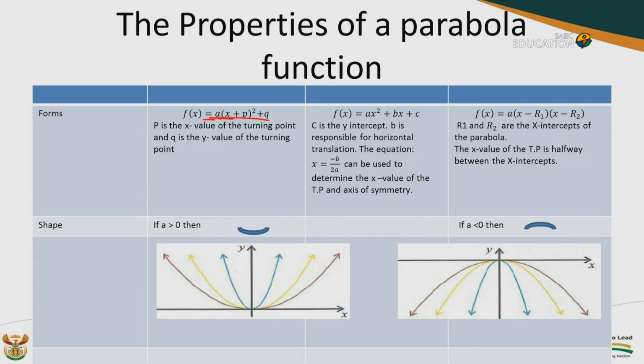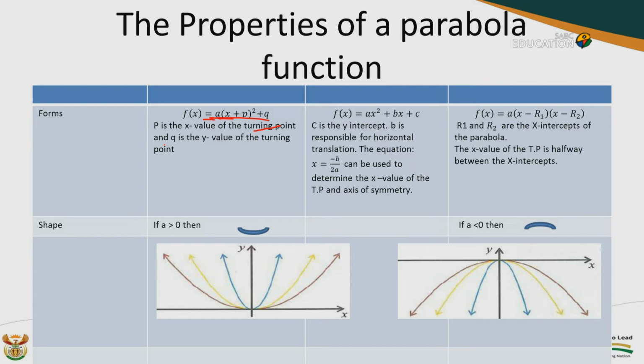You can see that this is a parabola function, and the p refers to what? The x value of the turning point, and q refers to the y value of the turning point of our given parabola function. So if you are given your parabola function in this form, you must just know that my turning point, this p and q are representing what? The coordinates of the turning point of the given function.